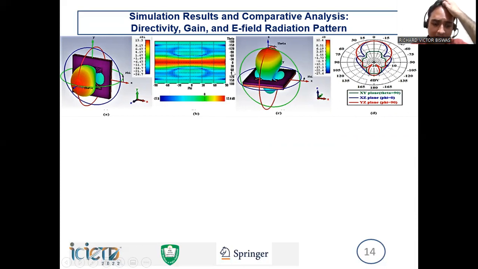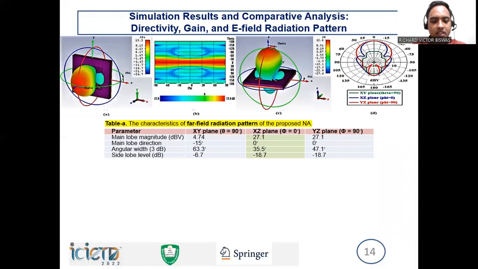The far-field radiation patterns and parametric values of the total electric field in various planes of the proposed antenna are illustrated and accumulated in figure D and table A respectively. At 193.5 terahertz, the proposed antenna emanates unidirectional electromagnetic beams along the XZ plane, that is the elevation E plane, with a main lobe magnitude of 27.1 dBV and negligible side lobe level of -18.7 dB.